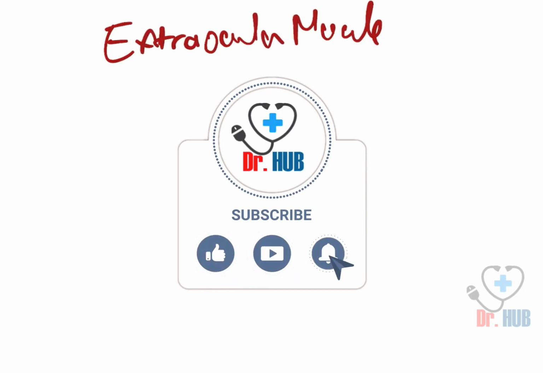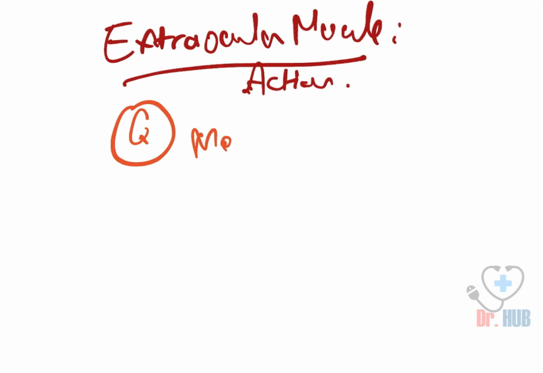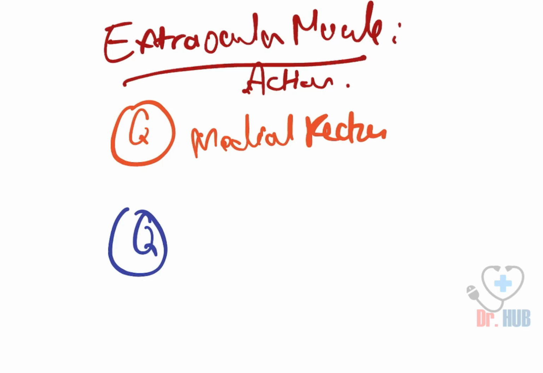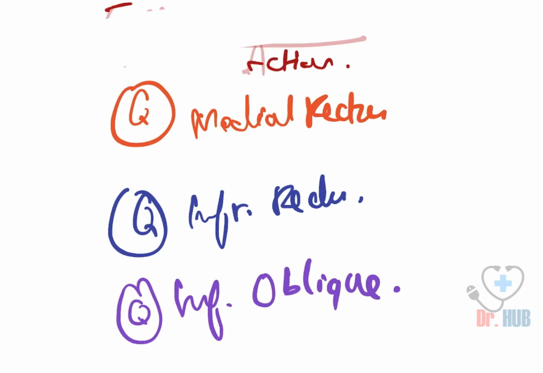Extraocular muscles. So you're looking at extraocular muscles and their actions. What is the function of the medial rectus? Next, what is the function of the inferior rectus? And what is the function of the inferior oblique? So we'll find out the answers to these questions and we'll learn in detail.